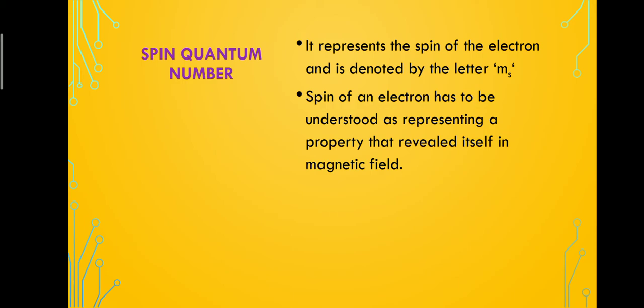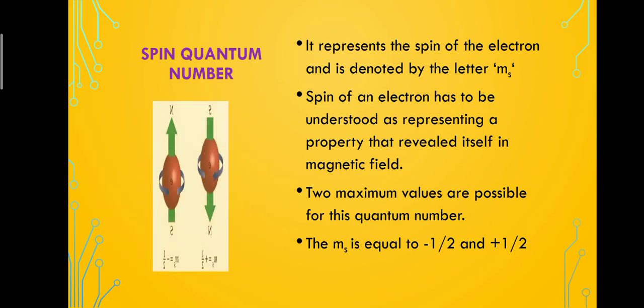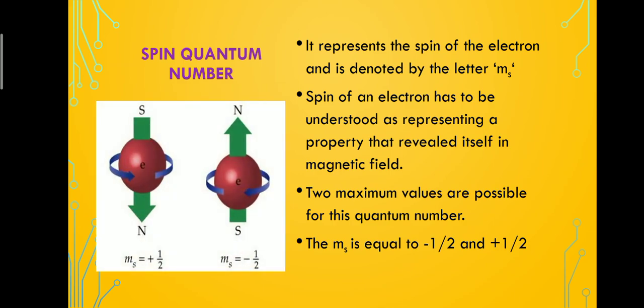How we have to understand it is that the electrons are spinning in a magnetic field, so it is based on the magnetic field. The spin of an electron has to be studied, and the two possible values for this quantum number are +1/2 and -1/2. Look at the spin quantum number here: if the magnetic field is reversed, the spin is also reversed.